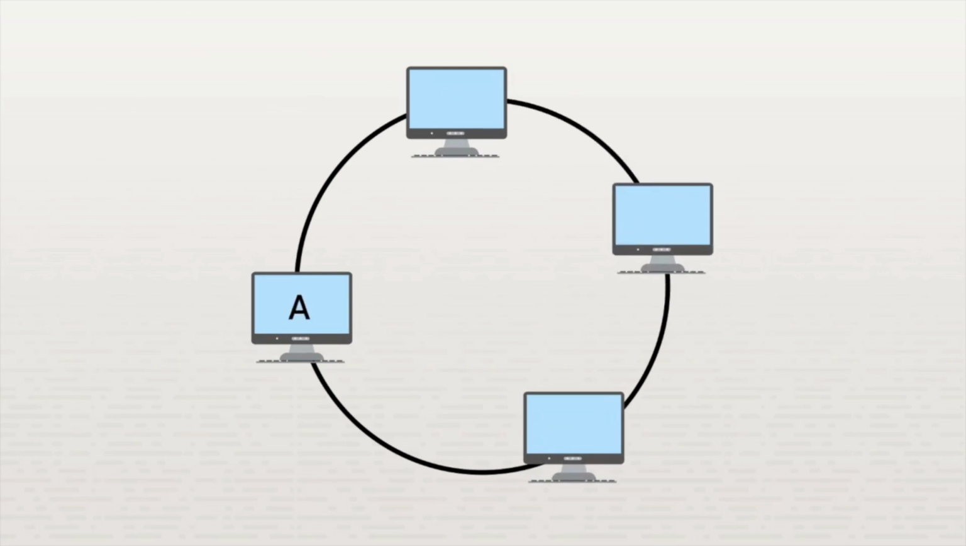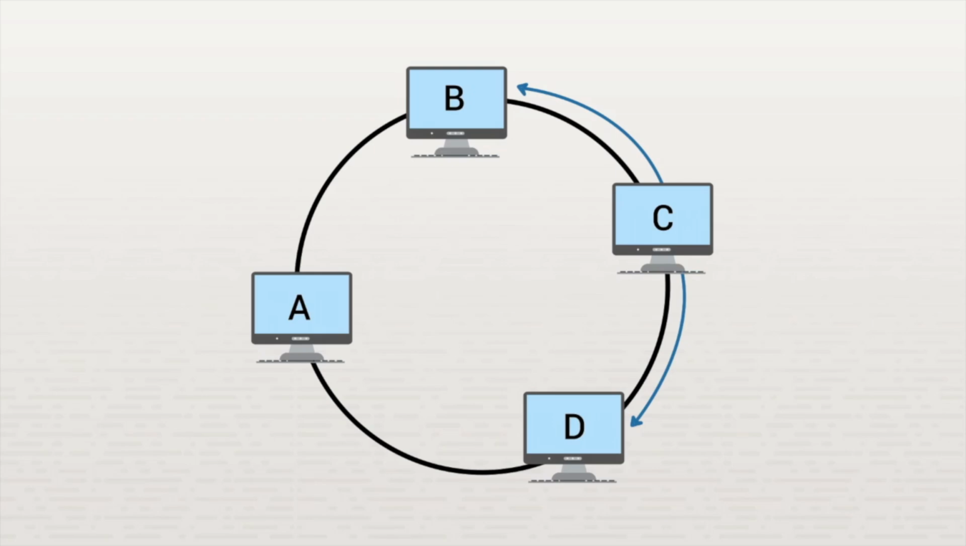Now let's look at the ring topology. In a physical ring topology, there is no central connecting point. Instead, you have point-to-point connections between network devices. Each device is connected to the device before it and after it. So within a ring topology, each device is connected to only two other devices.